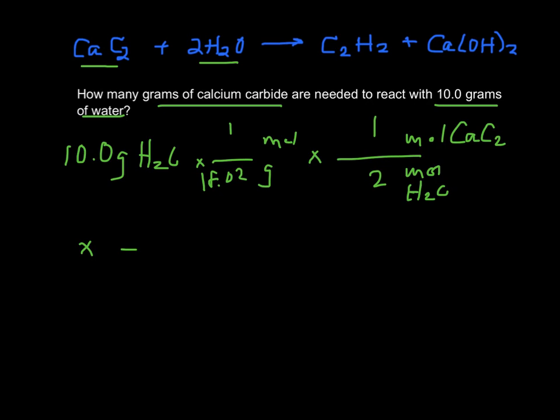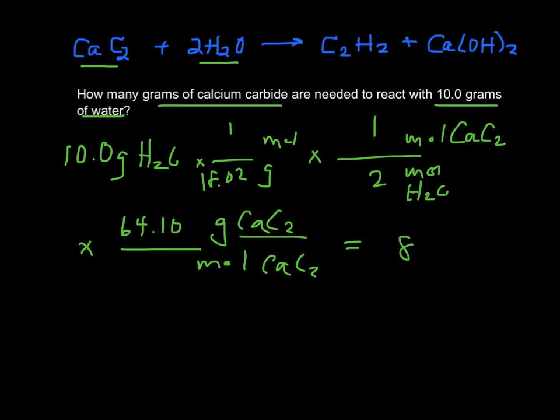And I'm not quite done. I want to change moles of calcium carbide to grams of calcium carbide. So I need the molar mass of calcium carbide, which is 64.10. And if you do that out, you get 8.89 grams of calcium carbide. So you can hopefully see a pattern developing here.